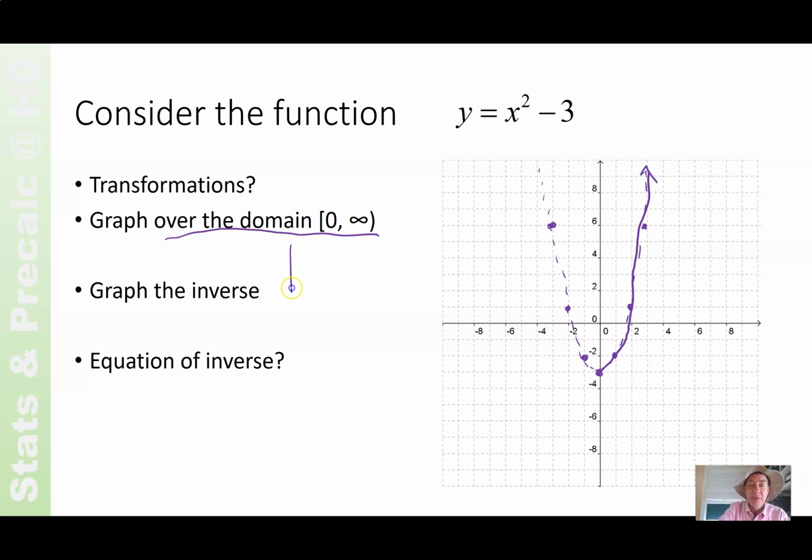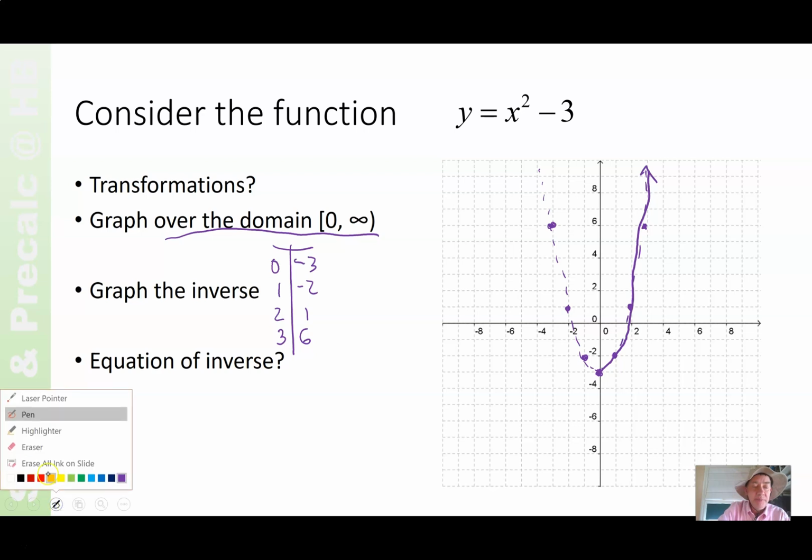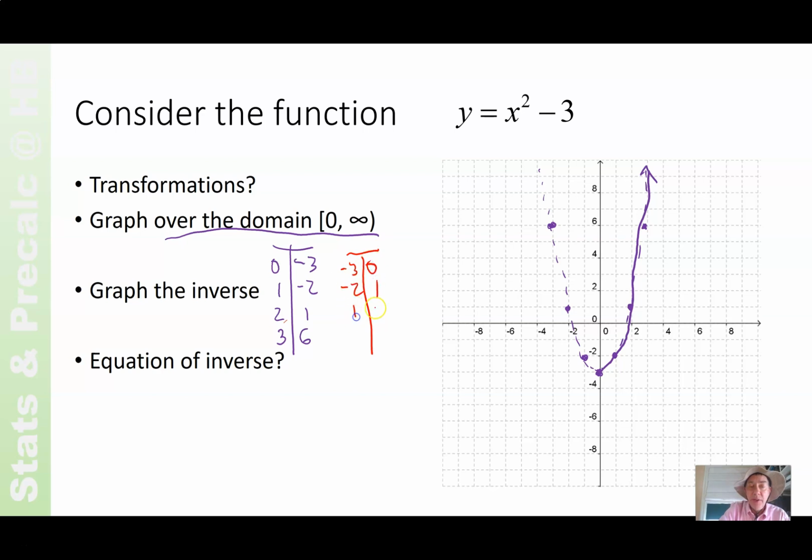This is using the points (0, 0), (0, negative 3), (1, negative 2), (2, positive 1), and (3, positive 6). If we're finding the inverse here, the inverse is going to have the points (negative 3, 0), (negative 2, 1), (1, 2), and (6, 3).